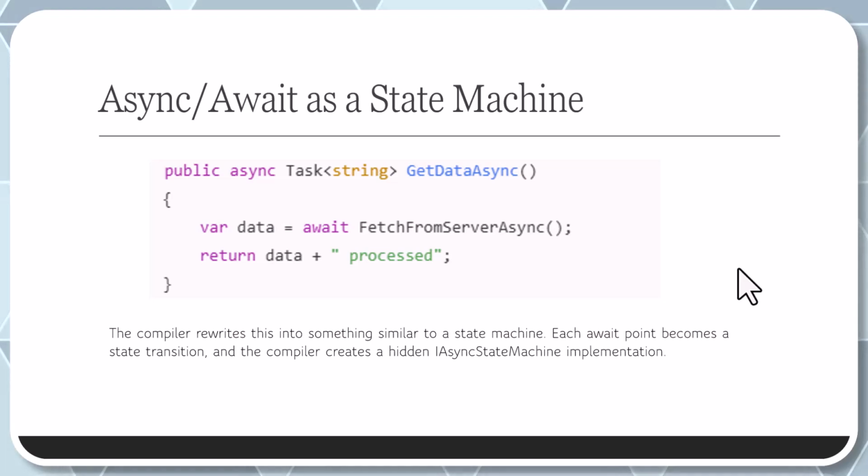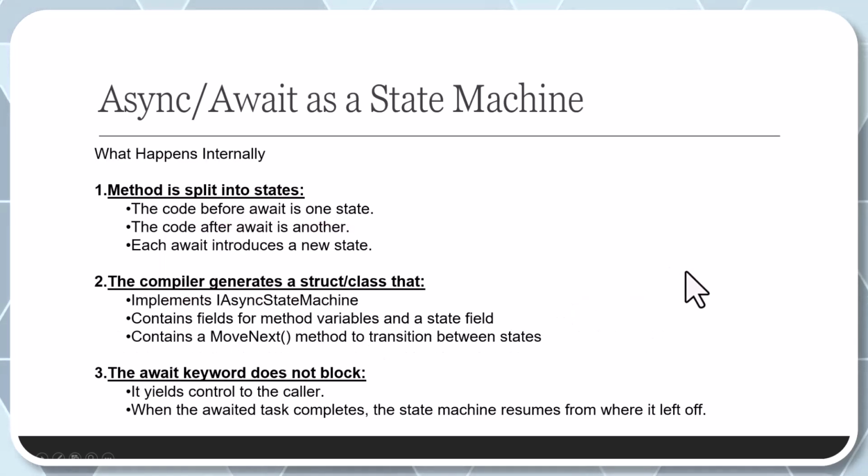So here is a simple method which returns Task<string>, and we await the FetchFromServerAsync method. This looks very simple, right? We are waiting, but what happens internally is that the compiler rewrites this method as a class. A state machine is written. That class implements the IAsyncStateMachine interface. So we'll see a simple example in the next slide.